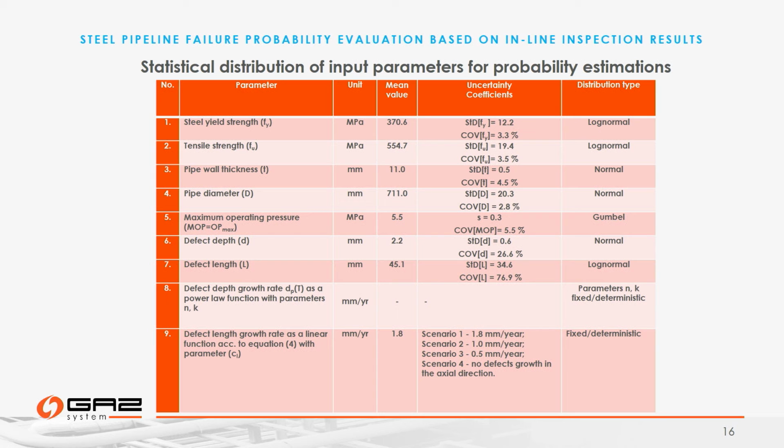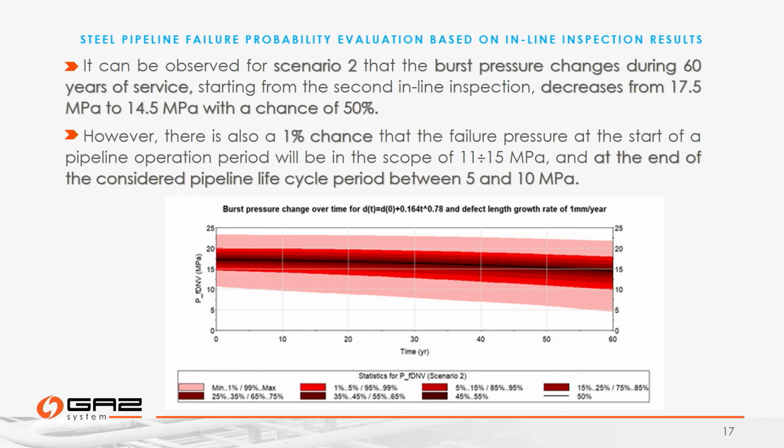Defect length has a mean value 35 millimeter, and here are the parameters of log normal distributions, and defect grow rate, defect depth grow rate, and length velocity I discussed before. Also, here is the statistical plot of the burst pressure change over time for power law function, which was applied in this research, and defect length grow rate of 1 millimeter per year.